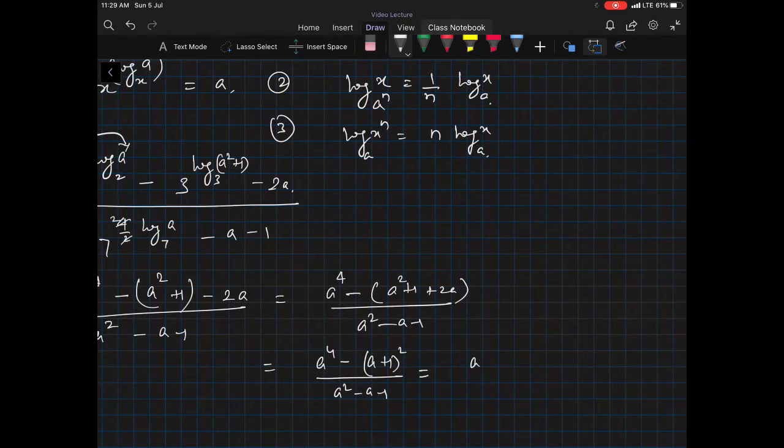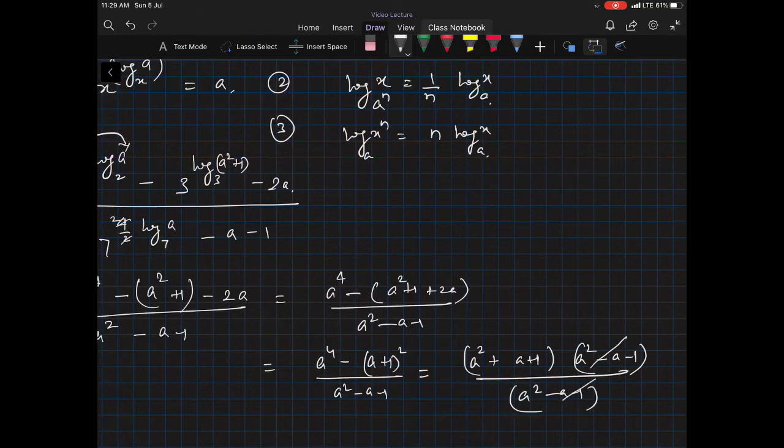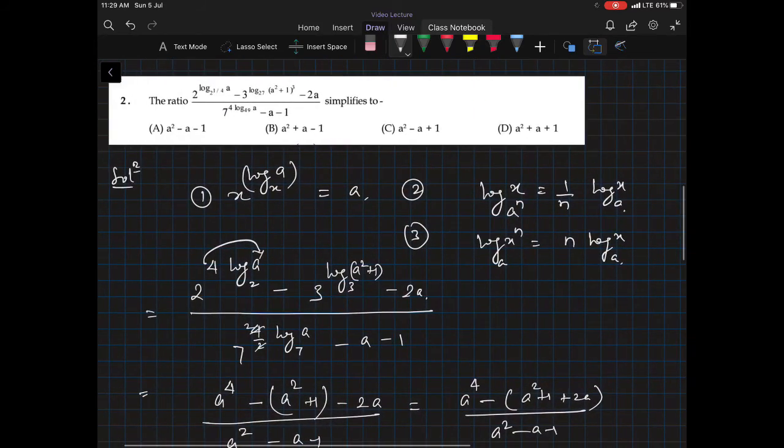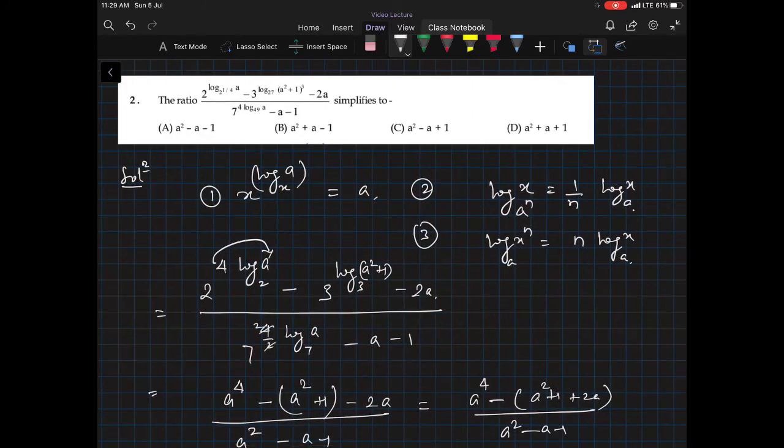So it is a square squared, and I will apply the formula a square minus b square equals a plus b into a minus b. So a square plus a plus 1 and another a square minus a minus 1, divided by a square minus a minus 1. The denominator cancels, and you will have the answer a square plus a plus 1. So I will go to the option which is true, that is D.